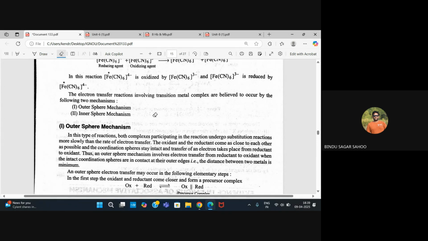That means the space difference between the two coordination spheres must be very small, or the two coordination spheres must be intact with each other. When the two coordination spheres occupy a nearer position, the transfer of electron takes place from reductant to oxidant. Then how this electron transfer occurs, we can check step by step.